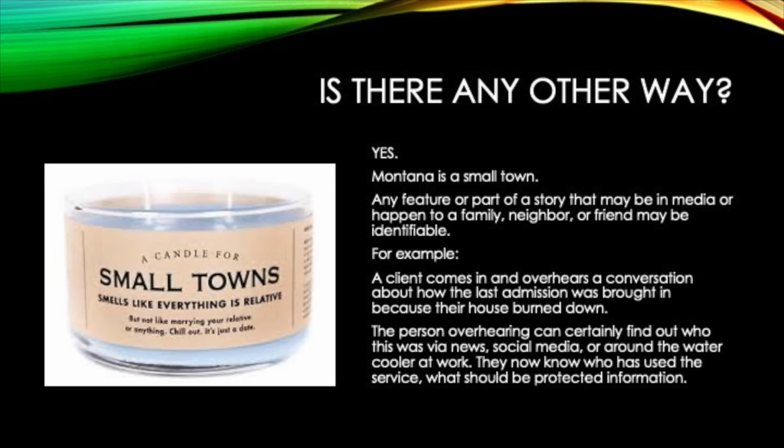For example, a client comes in and overhears a conversation about how the last admission was brought in because their house burned down. The person overhearing can certainly find out who this was via news, social media, or around the water cooler at work. They now know who has used the service and what we should be considering as protected information as much as feasible.